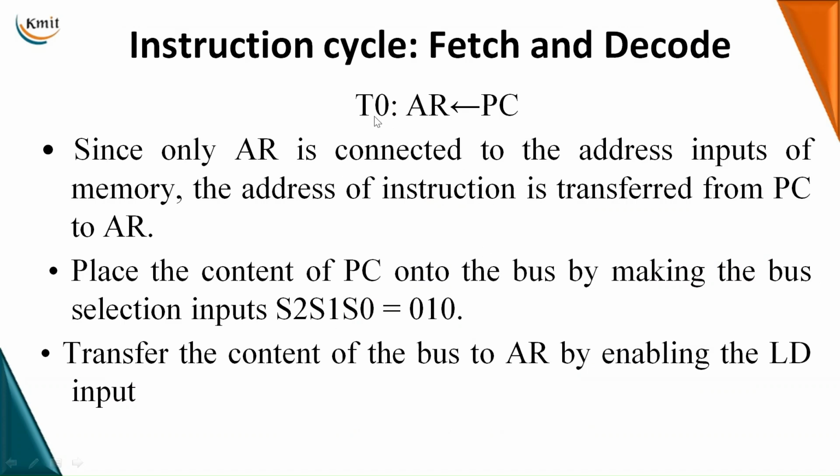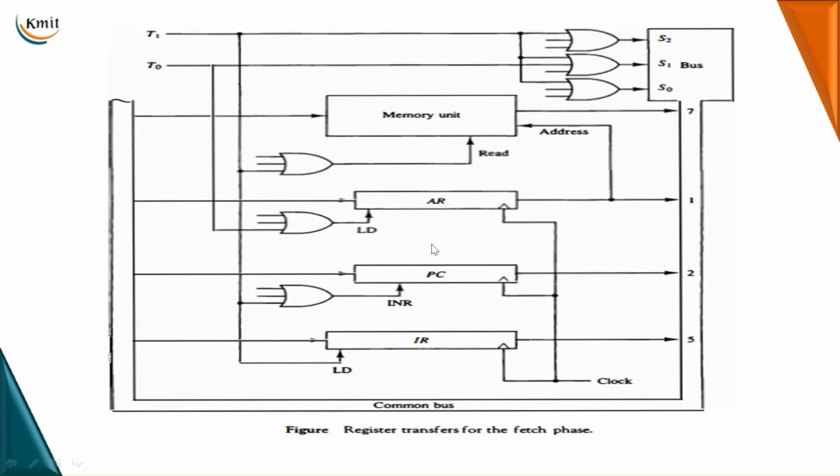If you see here, at timing signal T0, the program counter's value is copied into the address register. So you can see this with a diagram, how the register transfer takes place. The program counter points to the address of the instruction, and this has to be copied into the contents of the AR register. So by placing, it has to first place the information onto the bus.